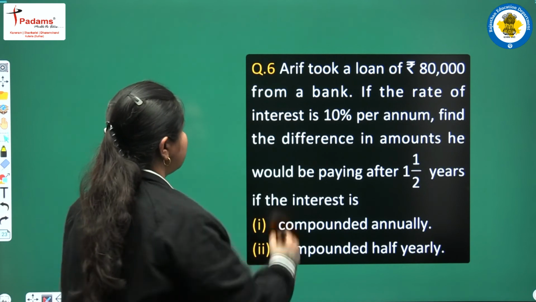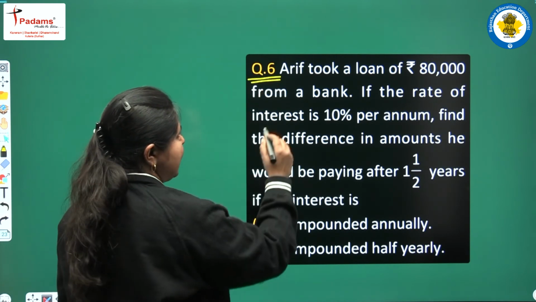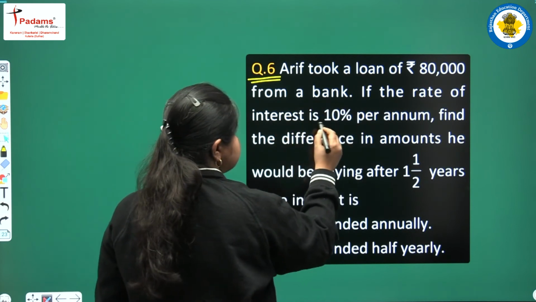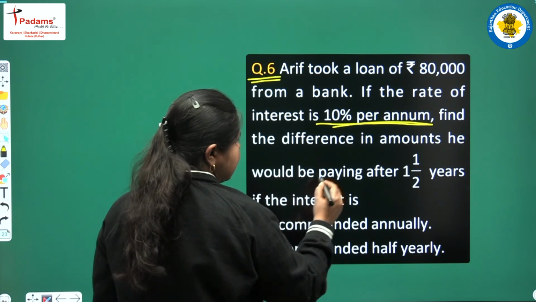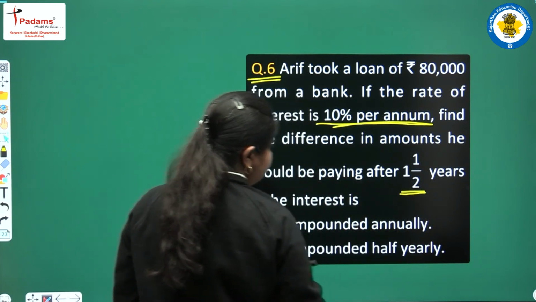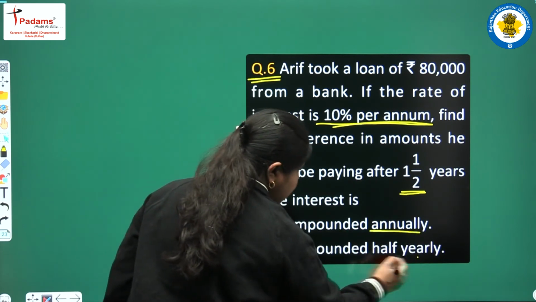Next we have question number 6. Arif took a loan of rupees 80,000 from a bank. If the rate of interest is 10% per annum, find the difference in amounts he would be paying after 1.5 years if the interest is compounded annually and compounded half yearly.